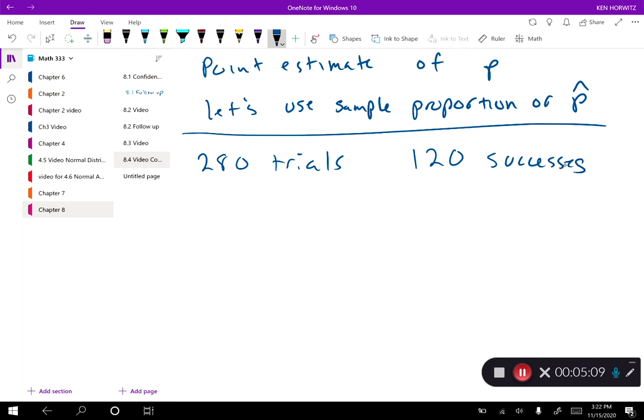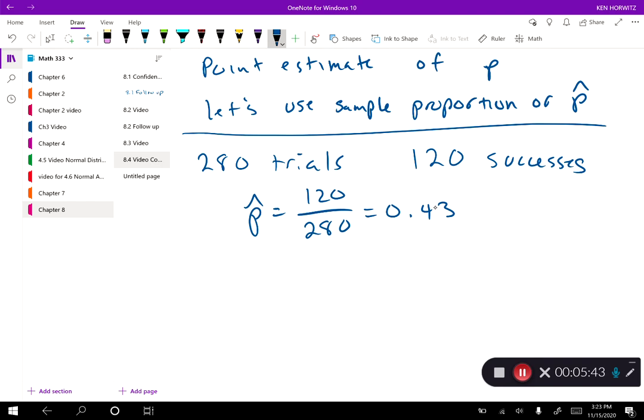280 is our sample because there's more people in the world. So our p hat is going to equal 120 divided by 280. Why don't you pause the video and let's see what that is. That should equal 0.43. Sounds about right. Okay, so we're comfortable with how to calculate a proportion.